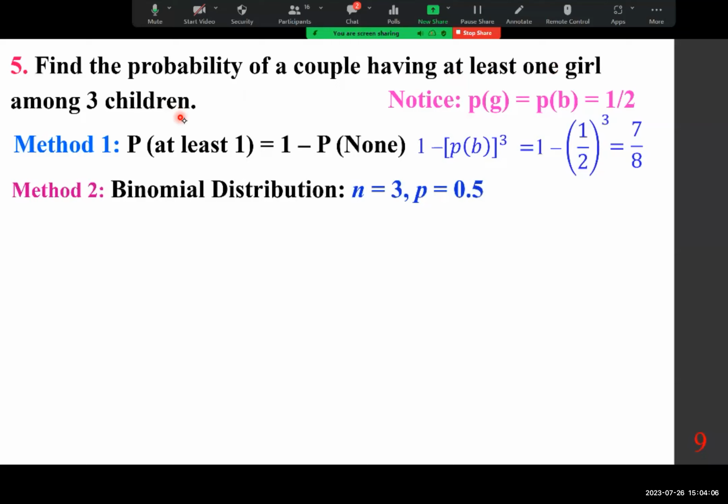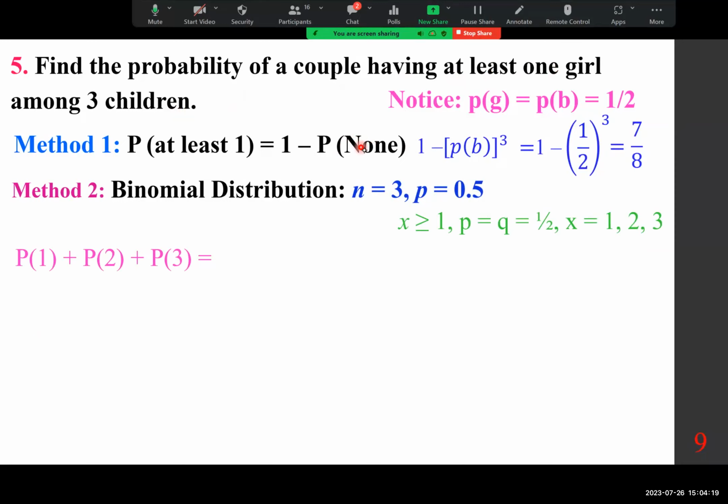So x is larger than or equal to 1, which means 1 is good, 2 is good, 3 is good, and what is not good is 0. That's why we have the 0 over there. So it's probability of 1 plus probability of 2 plus probability of 3. Again, you can calculate that, or it may be easier to use 1 minus probability of 0. It's a binomial distribution. This is the formula everybody has.